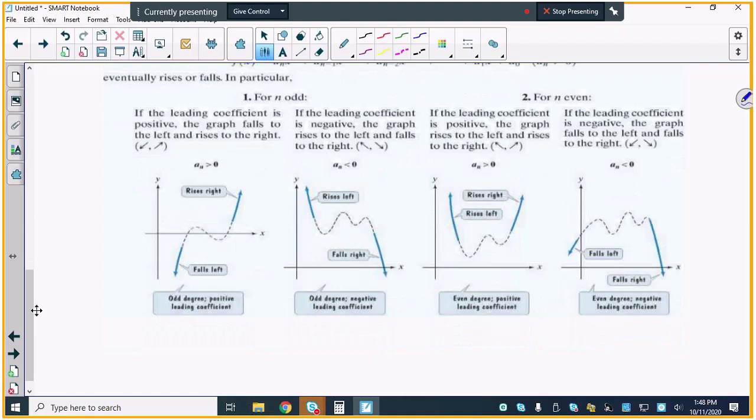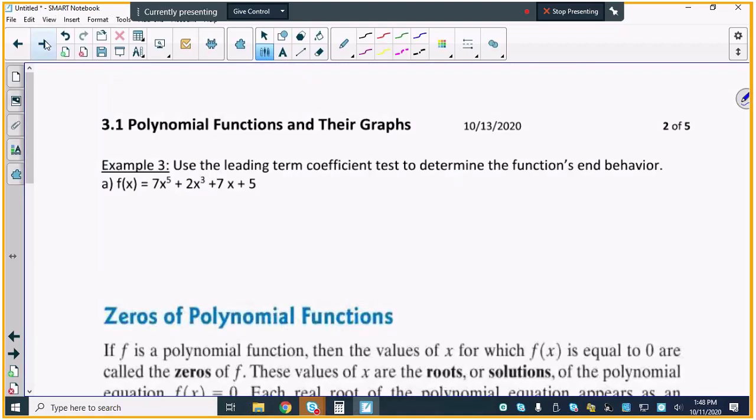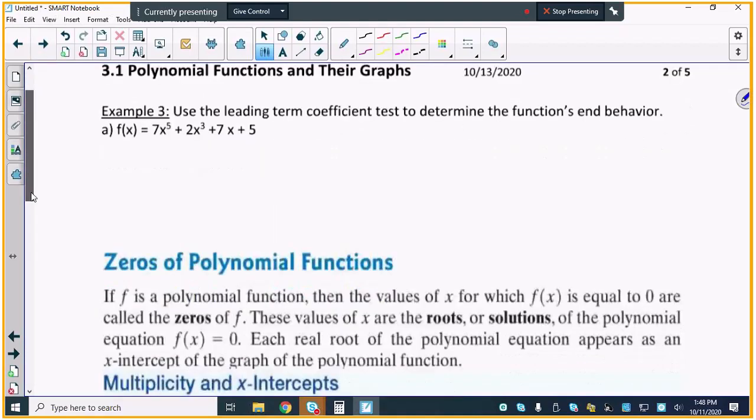So this following paragraph is about the end behavior, and I'm going to skip this and go to our problems because we already talked about the end behavior. Polynomial functions and their graphs use the leading term coefficient test to determine the function's end behavior. So the leading term is the term containing the highest power x term. So the leading term is all of it, 7x to the power 5.